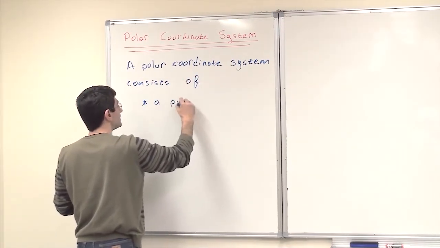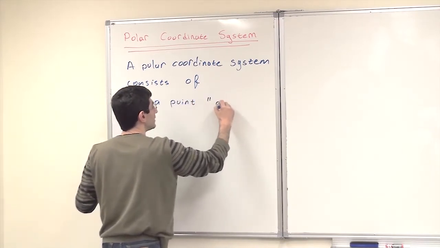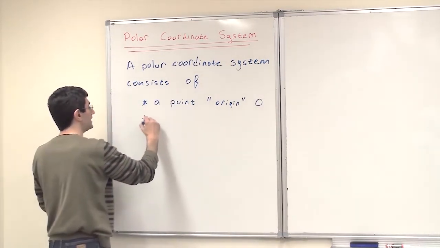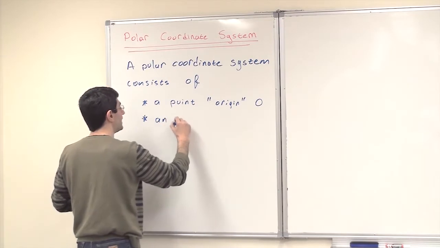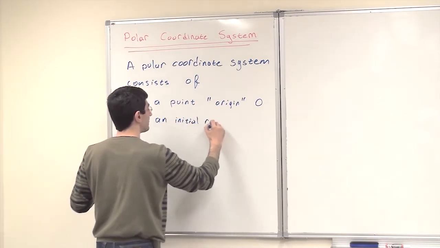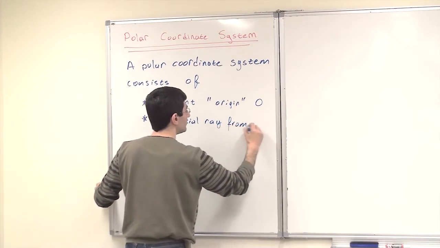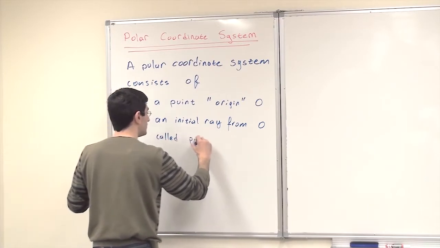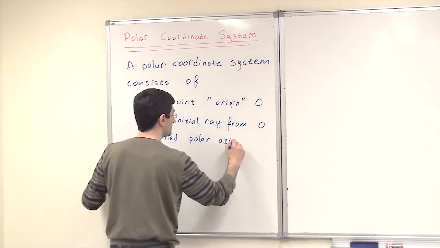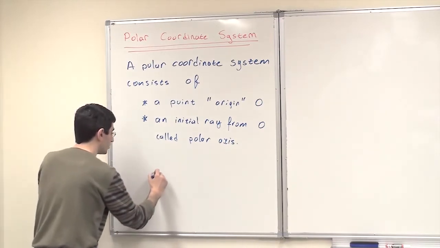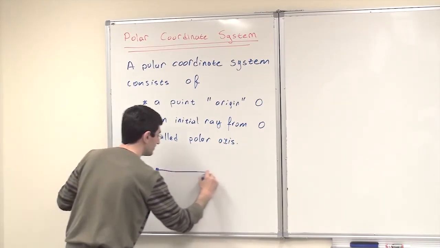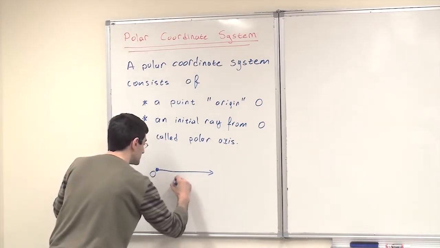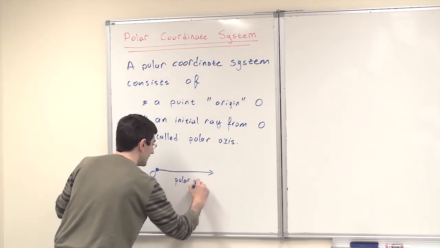First, a point, which we call origin, and we represent by letter O. And second, an initial ray from the origin, which is called polar axis. So, we draw a polar coordinate system as follows. This point here is the origin, and this axis is the polar axis.